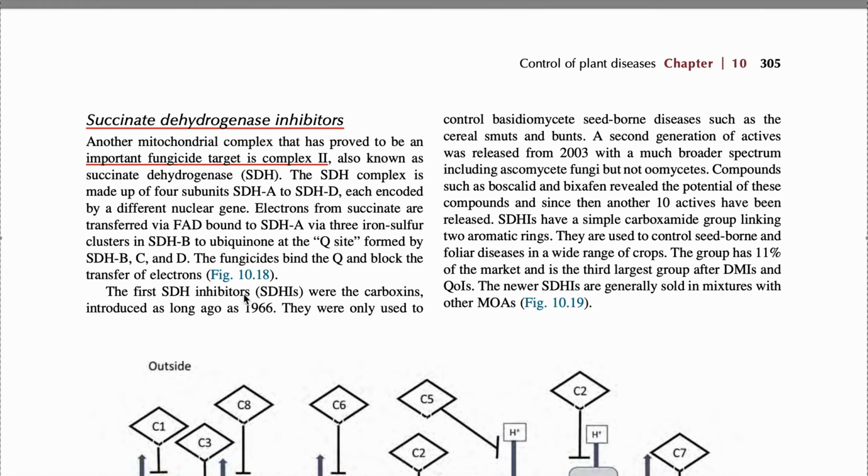The first SDH inhibitors were the carboxamides. Yeah, this is what I was talking about. Introduced as long ago as 1966. So this was the question that I was asking: the first SDH inhibitor, carboxin, was introduced by whom? They were only used to control basidiomycete seed-borne diseases such as cereal smuts and bunts.